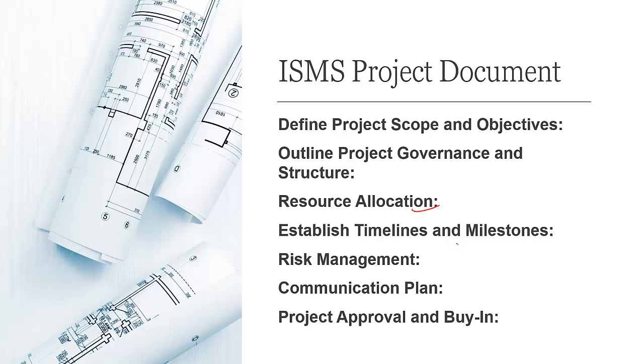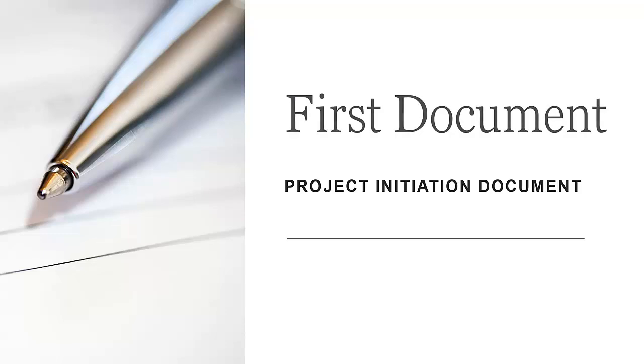Then timeline and milestones, and the risk associated with the project. If the project is not able to deliver on time, what is the impact? If the project delivers on time, what is the impact? So risk management of the project is also documented, along with the communication plan and project approval and buy-in. Let me show you. The first document we talk about is your project initiation document. Let me explain how this document looks.